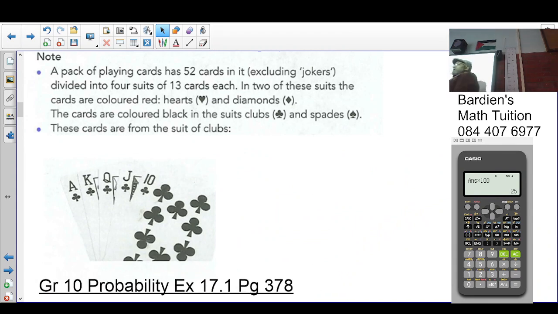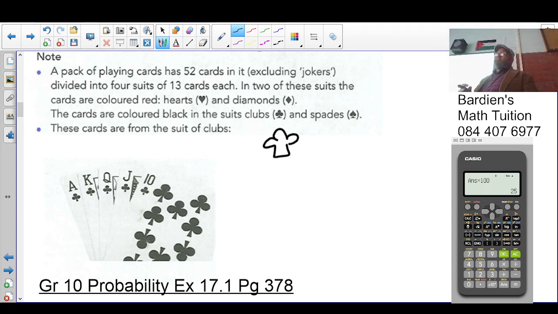Right. You get 4 different suits. What are the suits? Clubs, yes. Right, so you got clubs. So in the clubs, people settle down.